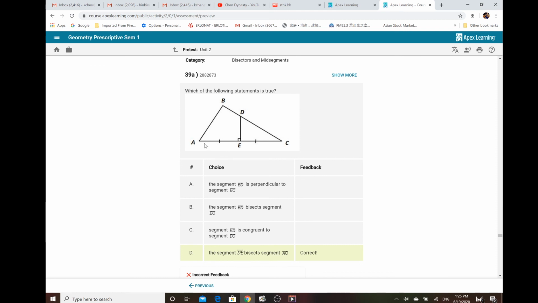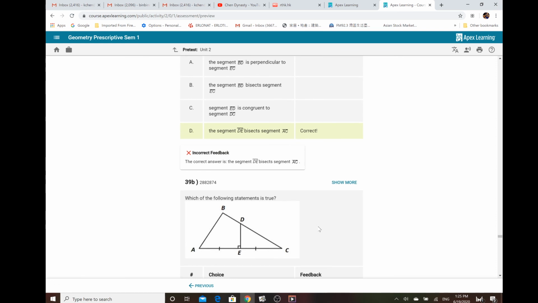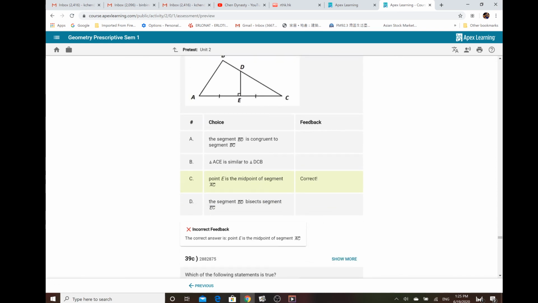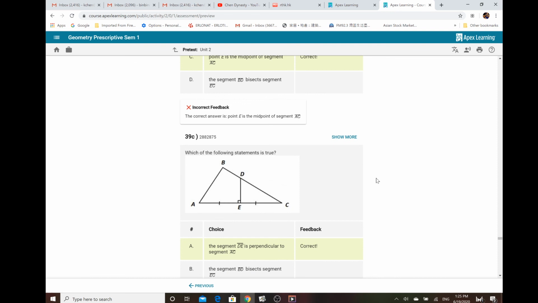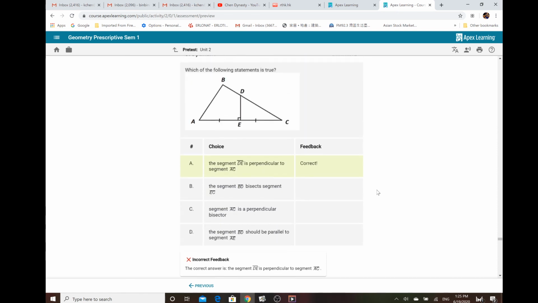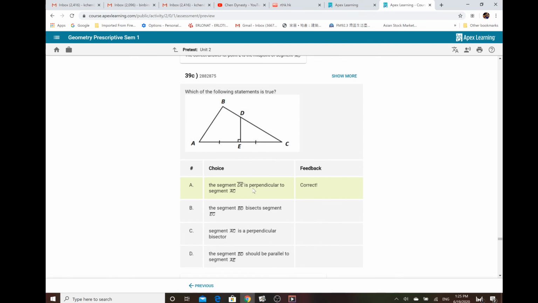Well, this one is true, because AD is the same as EC. So we can say that segment DE is a segment bisector of segment AC. So here's another one. Point E is the midpoint of segment AC, since we know that those two line segments are equal. So 39: which of the following statements is true? The segment DE is perpendicular to segment AC. Well, it is, because it shows the little square symbol, so that means it's perpendicular.